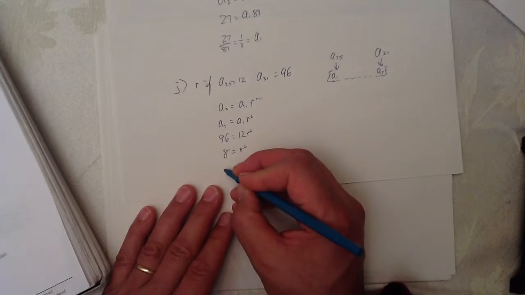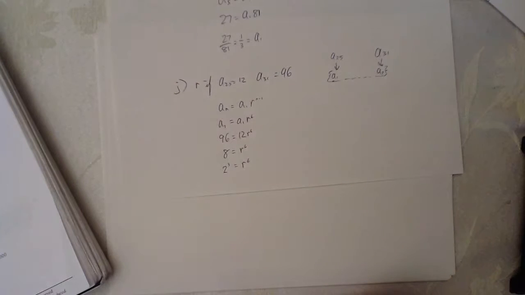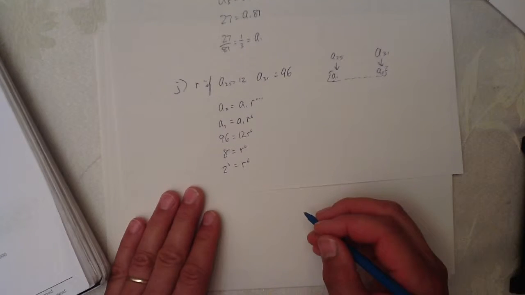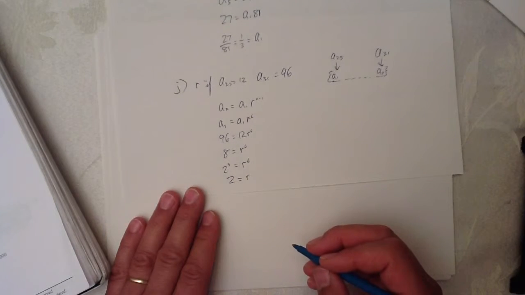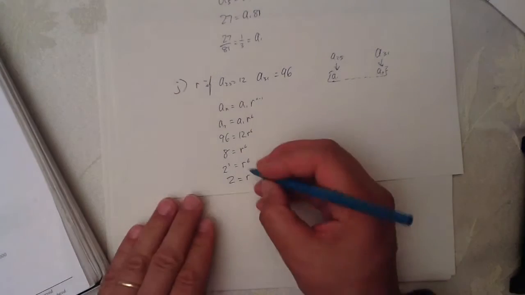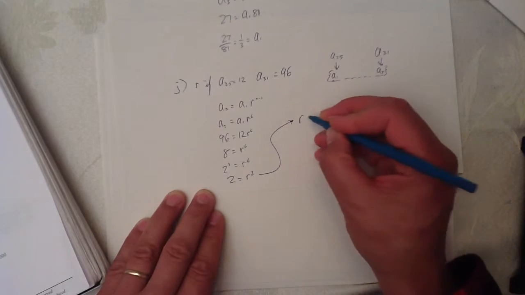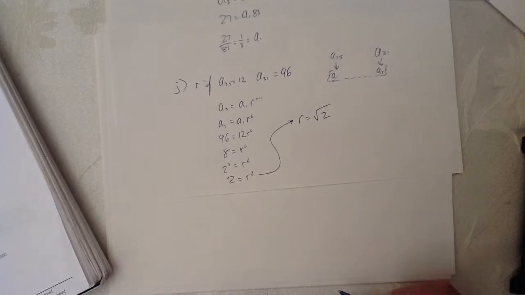And this happens to be 2 to the 3rd equals R to the 6th. So if we cube root them both, we should get 2 equals R, let's see, squared. So R equals root 2. That's what we're looking for, right?